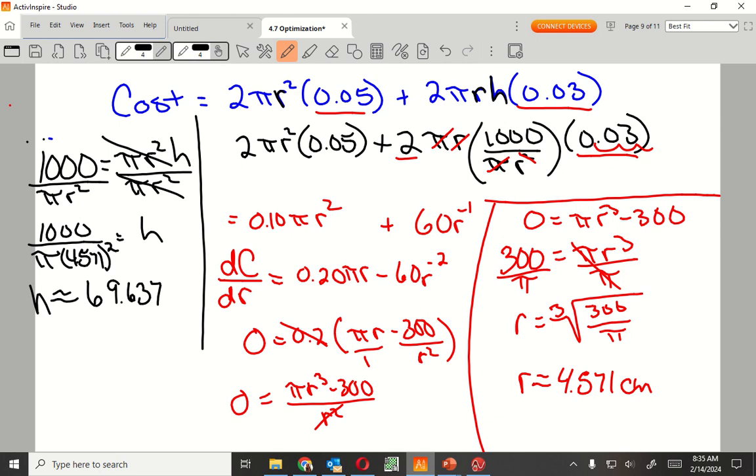You add your unit. What's my units on this one? Centimeter. Centimeters, very good. These are linear units. They are not areas.